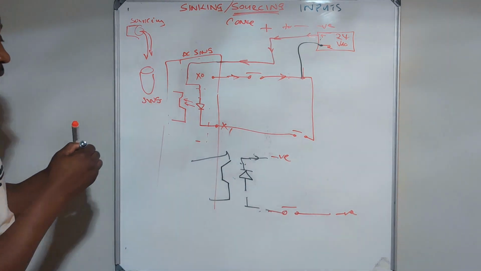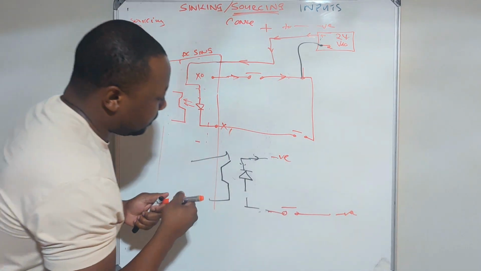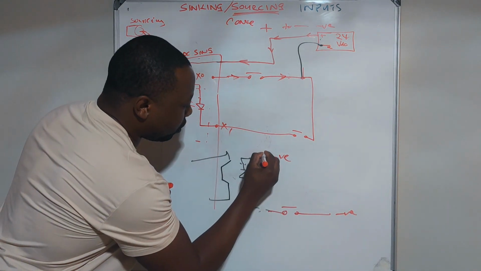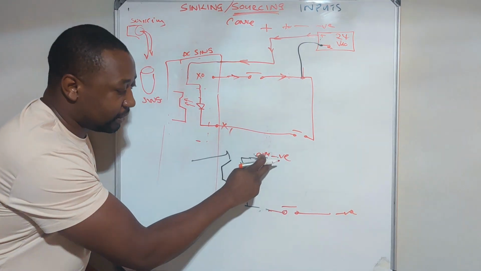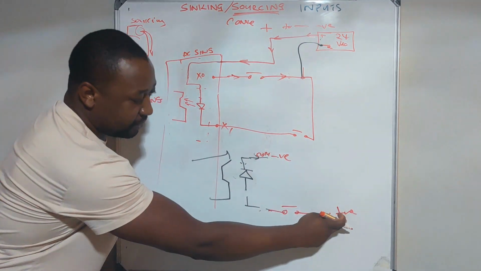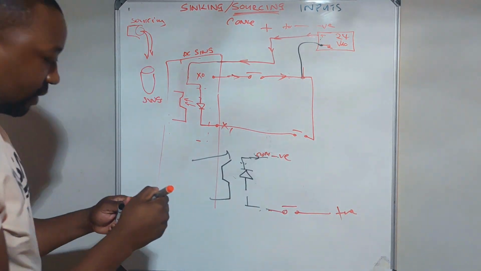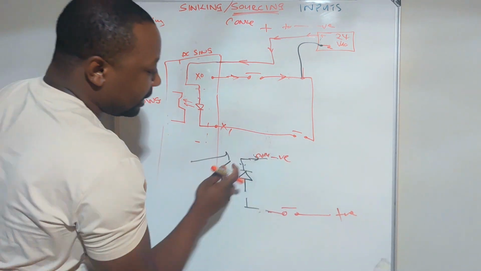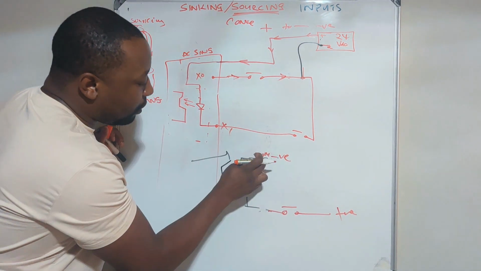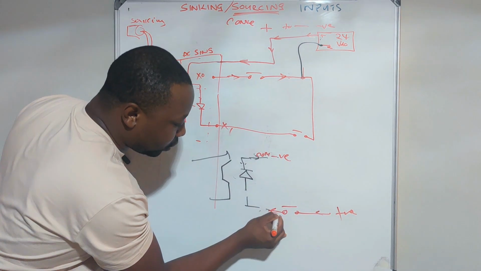And then our direction of the flow of current is changed. It's sinking. So this is the common, the common terminal is connected to the negative. So this is the positive now. The PLC will be sinking because the common is negative. The current is coming through here.